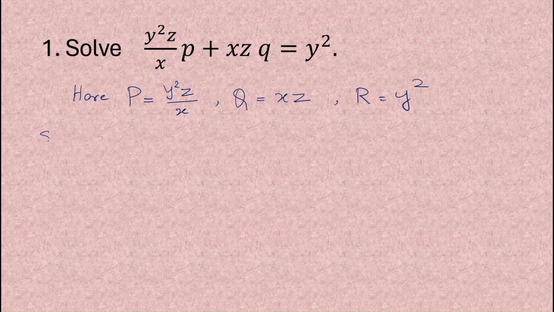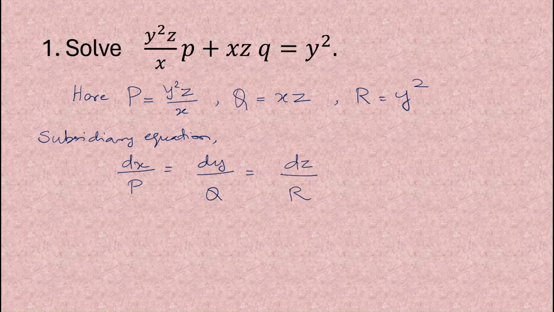Now we have to first consider the subsidiary equation. How to write the subsidiary equation: dx by capital P is equal to dy by capital Q is equal to dz by capital R. This is called the subsidiary equation. Now we have to replace P, Q and R. P is y square z by x, equal to dy divided by Q, which is xz, equal to dz by R, which is y square. Let us name these three ratios as 1, 2 and 3.